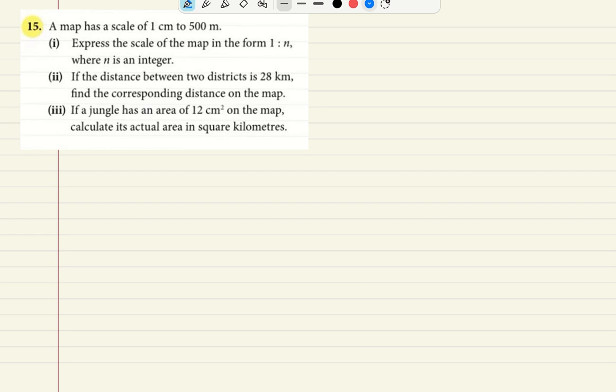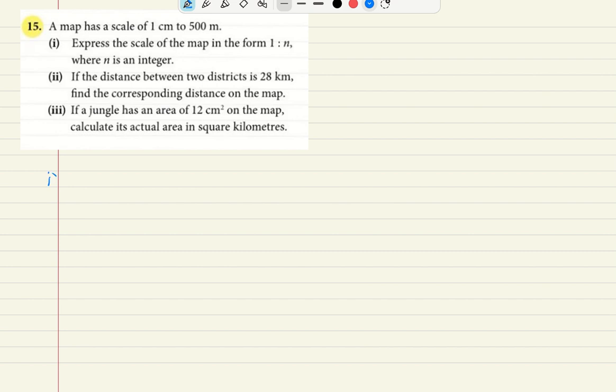Alright, the question is saying a map has a scale of 1 centimeter to 500 meters. ये स्केल आपको ये बता रहा होता है कि 1 सेंटीमीटर ऑन पेपर is equal to 500 meters of actual. Now you have to express the scale of the map in the form 1:n. Whenever you get such a requirement that you have to express the scale in 1:n, what you do is you convert both the scales into centimeters. आप दोनों स्केल को सेम यूनिट में कन्वर्ट कर देंगे.